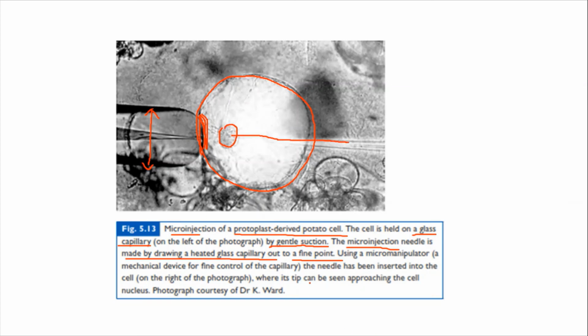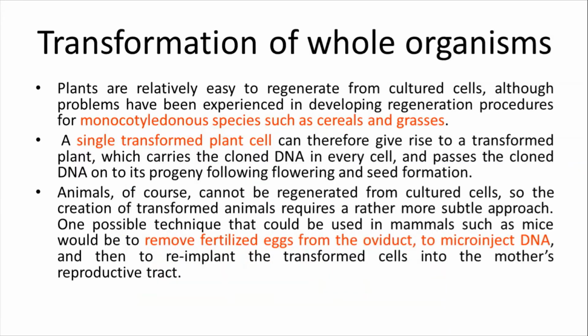Okay. Next. These are the two techniques. Sometimes there is the transformation of the whole organism. Suppose we cannot take the DNA because we cannot separate the DNA. At that time the very crude method is called whole organism transformation. This whole cell transformation only takes place in plants, not in animals and not in bacteria.